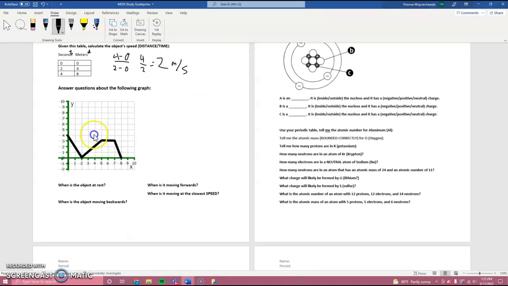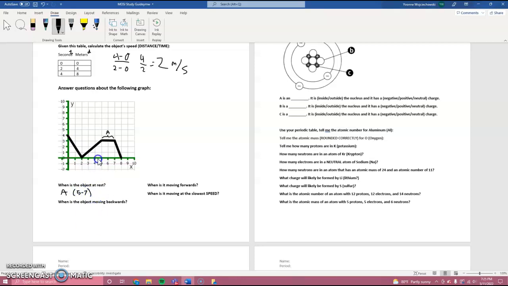Answer questions about the following graph. Okay, when is the object at rest? Granted it doesn't actually say this, so my bad, but this is a distance versus time graph. When it's a distance versus time graph and you see a horizontal line, like this, I'm going to call this A. The object is at rest at A, at a horizontal line, because it's at point 3, and it stays at point 3 for the 2 seconds. It doesn't move up or down, it just stays there. So you could say from seconds 5 to 7.